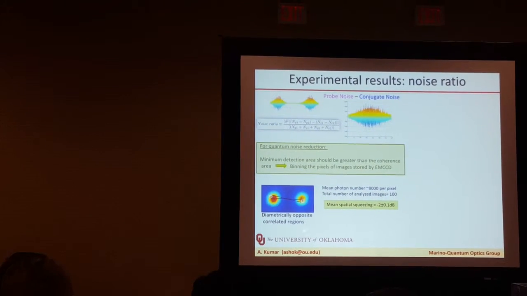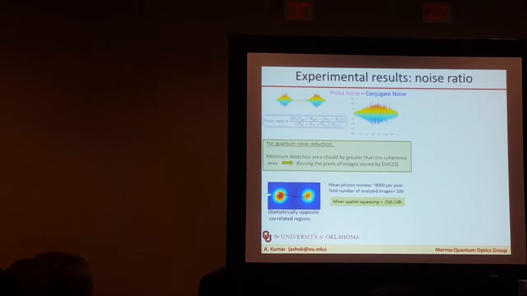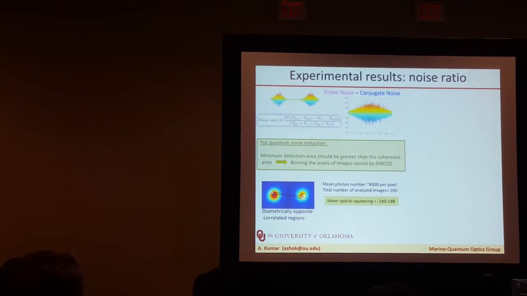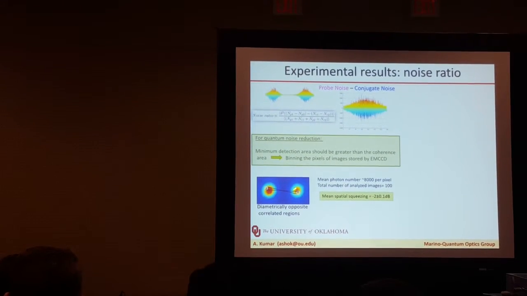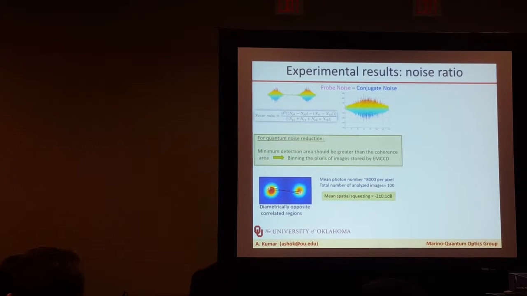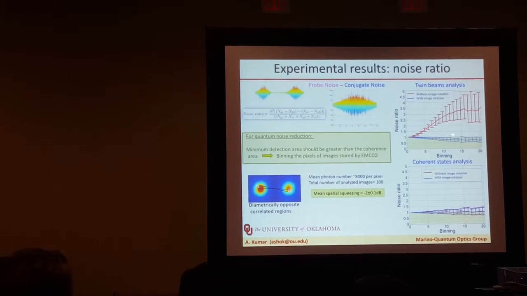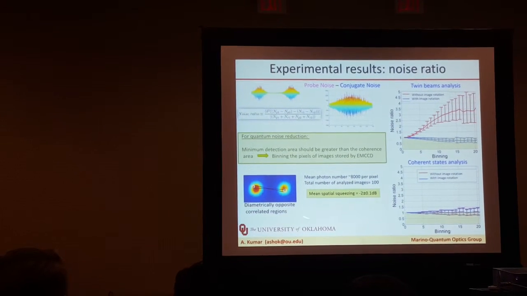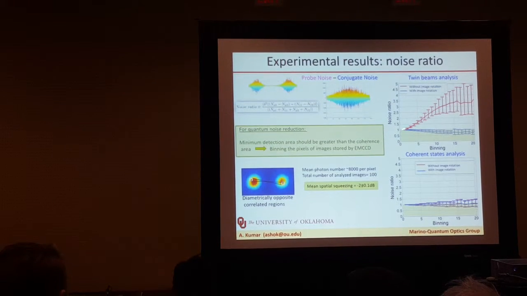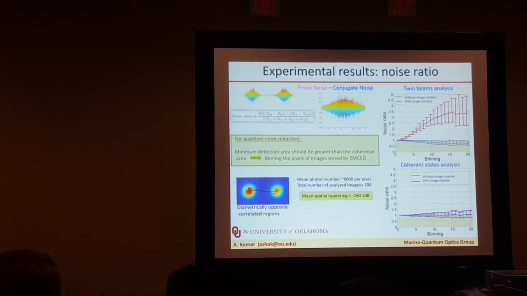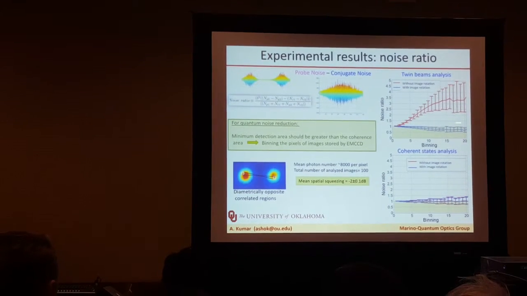That's called binning. Another thing is that, due to the phase matching condition, the correlated regions of probe and conjugate are diametrically opposite. So to have noise reduction in the difference noise, we rotate one of the images by 180 degrees and then subtract the noise. So the results are those. The blue one shows the result after rotating the image and then subtracting. You can see that our noise in those measurements goes significantly below 1. That is, we are in the quantum domain.